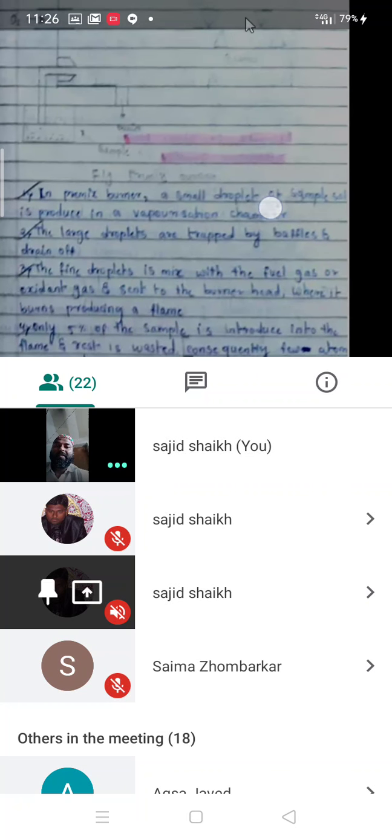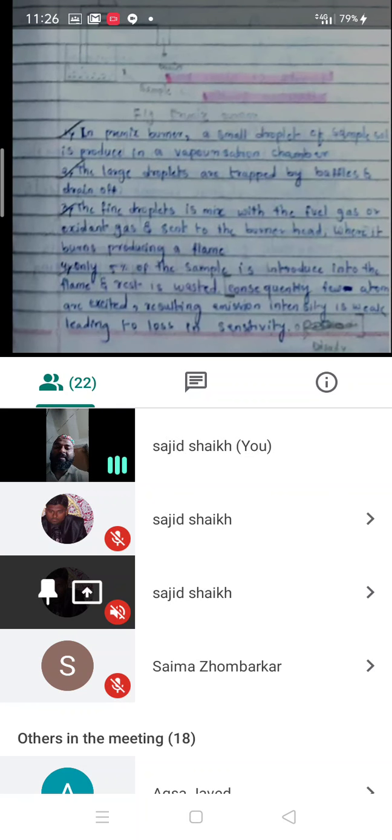Okay, this is all about the premix burner. The first burner was the total consumption burner. The second type of burner is the premix. The name itself indicates that premix is nothing but mixing. It is also called the laminar flow burner, whereas the total consumption burner is also called a turbulent flow burner.